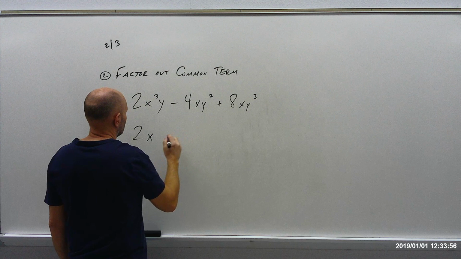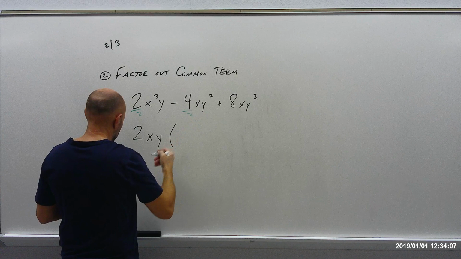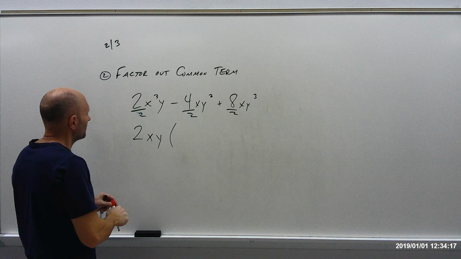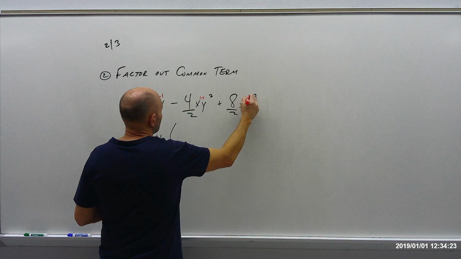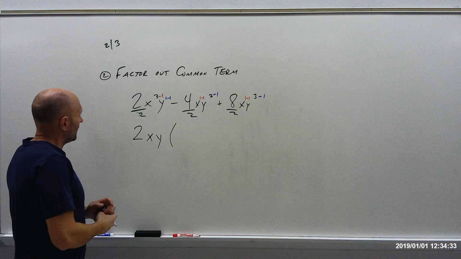And so then the process is what? For all the number parts, because I took out a 2, I'm going to divide everything by 2. For the x's, because I factored out 1x, essentially what it means is I'm subtracting 1 from all the x exponents. And same thing for the y, I'm subtracting 1 from all of the y exponents. I started with 3 terms, I need to end with 3 terms inside of whatever I factored out.